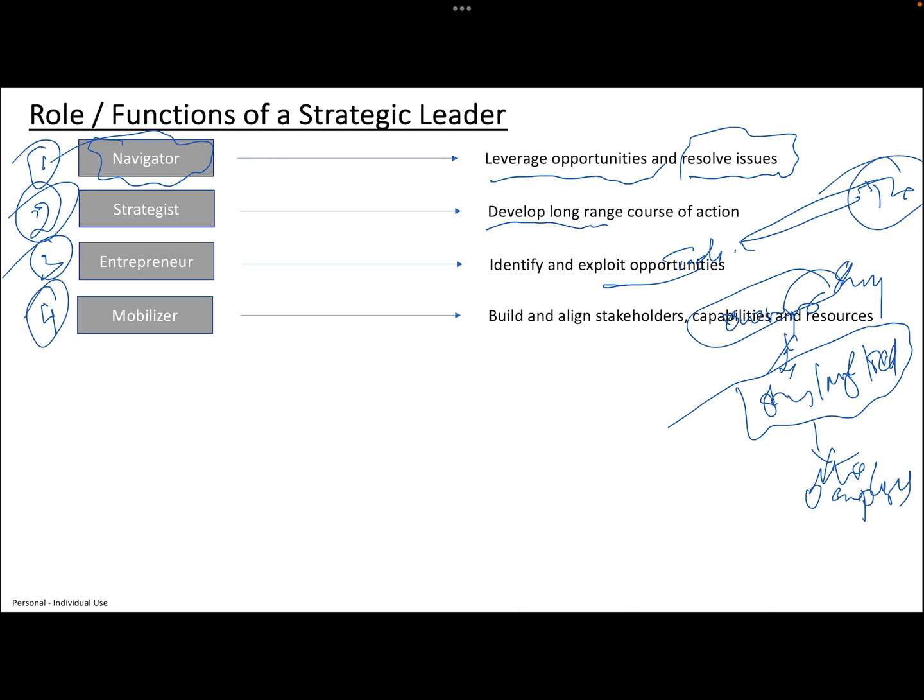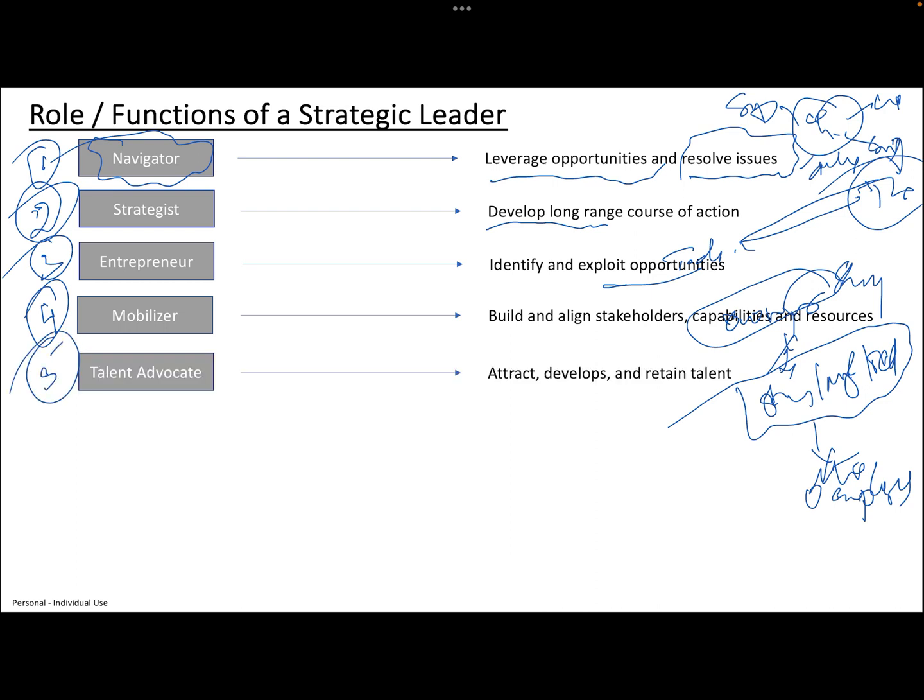Fourth one, mobilizer. In any organization, there are multiple people involved, many stakeholders are involved, and as a mobilizer, he has to build and align with every stakeholder, and he has to exploit the capabilities of each and every resource. There is a leader here, along with suppliers, customers, owners, and employees. So he has to maintain relationships with everyone and also take all the capabilities and the resources from these stakeholders. So he is a coordinator for the entire set of stakeholders of an organization.